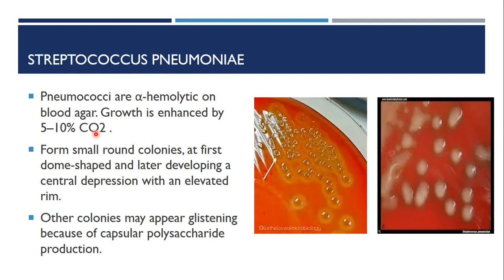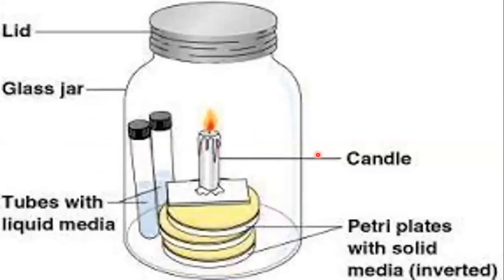How do we attain the 5 to 10% CO2 conditions for their growth? We basically incubate the blood agar in a candle jar.